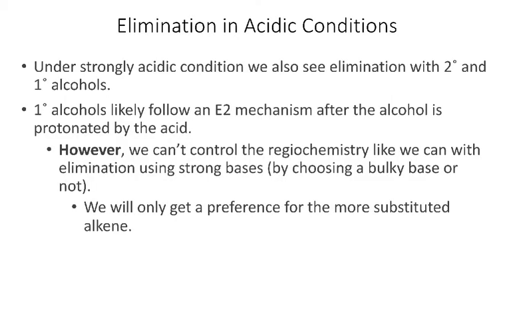Now, under acidic conditions, we've previously looked at what happens with a tertiary substrate. We also see elimination with secondary and primary alcohols. For primary alcohols, they most likely follow an E2 mechanism. However, we can't control the regiochemistry like we can if we did the elimination using a strong base. If you remember, if we choose a bulky base, we can get the less substituted product, the Hofmann product, or we could use a non-bulky base and get the Zaitsev or the more substituted product. In this case, we'll always get the more substituted alkene.